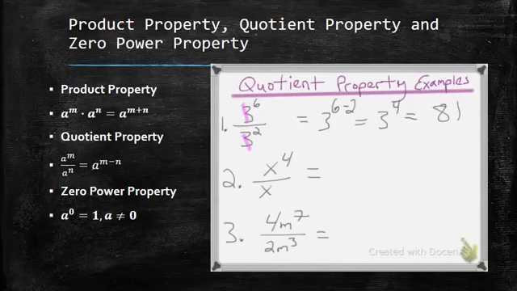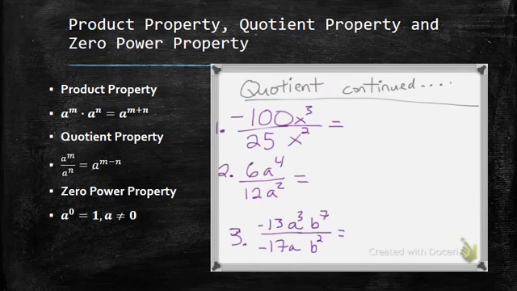On the next one, we have x is our base. We know that this is a 1 on the denominator, even if it didn't show it. 4 minus 1 is 3. On the next one, you got to look at the coefficients. Divide those first. What's 4 divided by 2? It is 2. M stays our base. 7 minus 3 is 4. So there we go. Let's do a couple more.